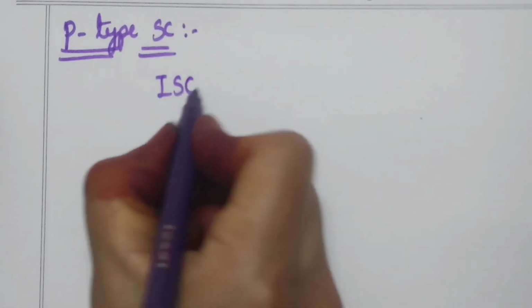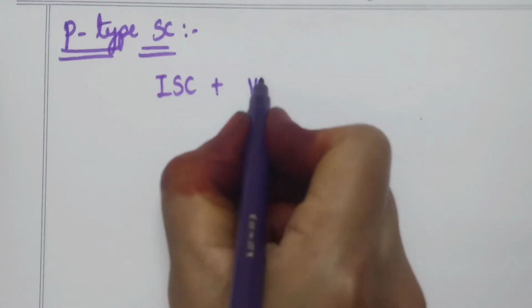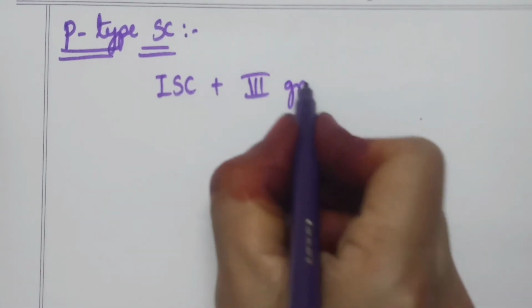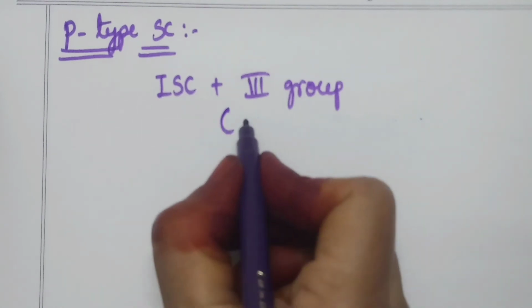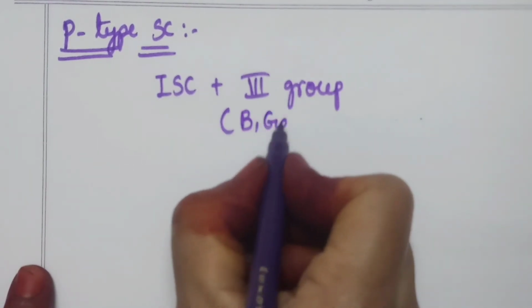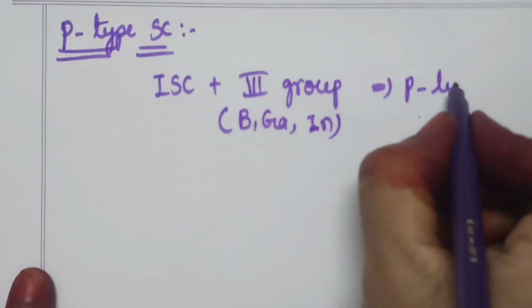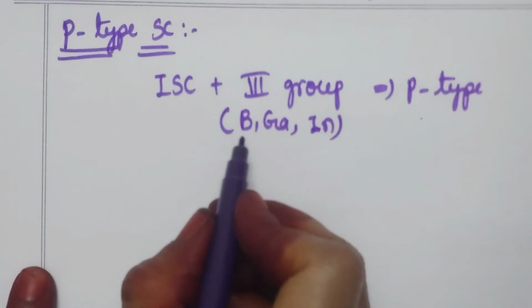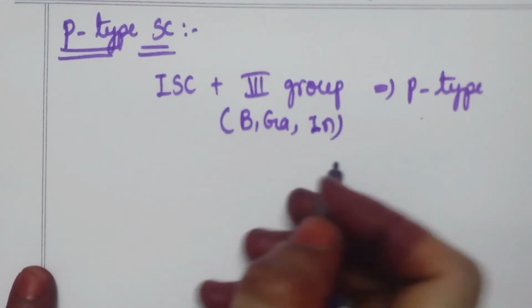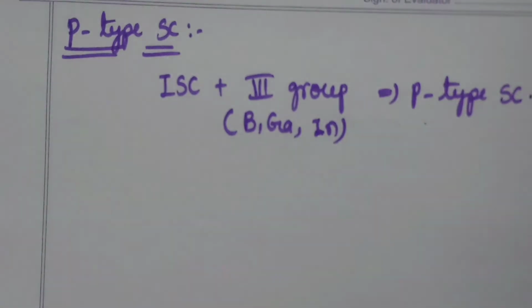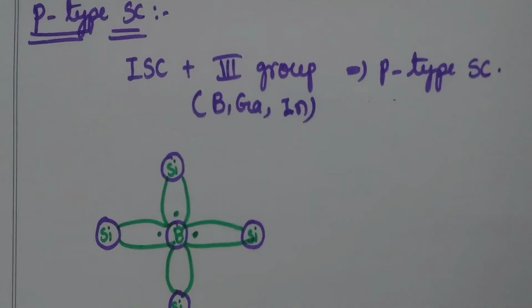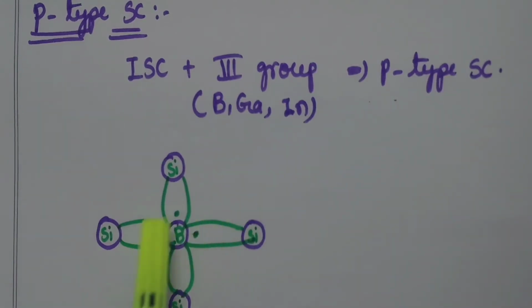So what is meant by P-type semiconductor? If an intrinsic semiconductor is added with third group elements, that means third group impurities such as boron, gallium, indium, they are called P-type semiconductors. When intrinsic semiconductor is mixed up with impurities like boron, gallium and indium, it results in a P-type semiconductor. In third group elements, there are 3 valency electrons. That means there are 3 valency electrons in their outermost shell.